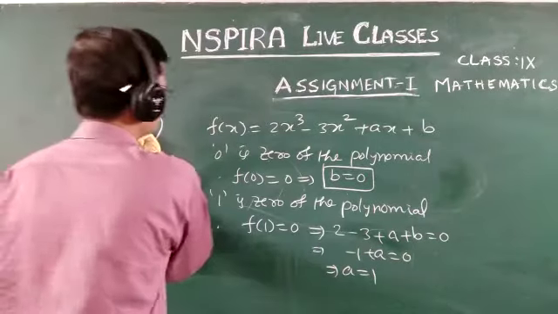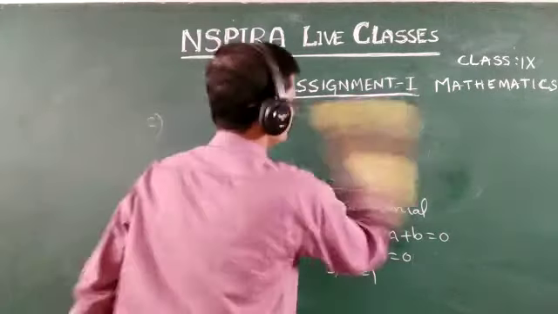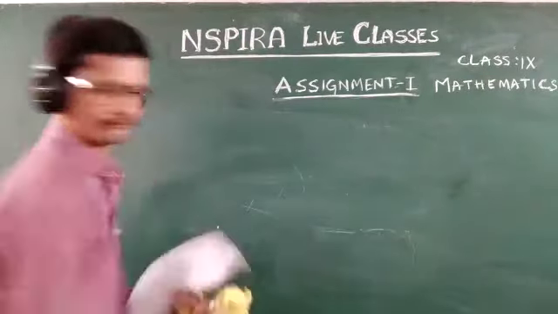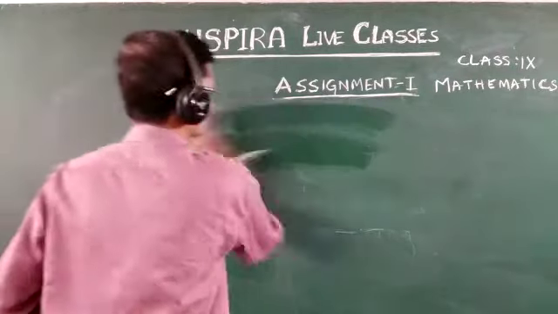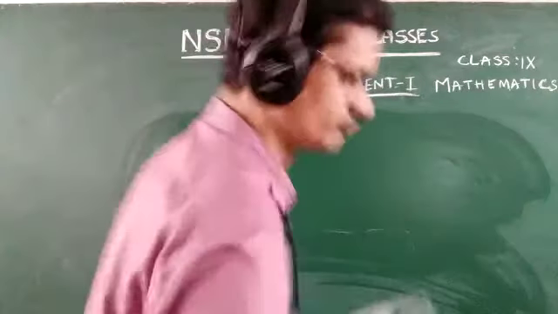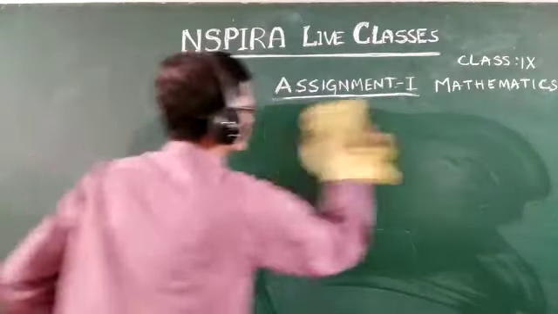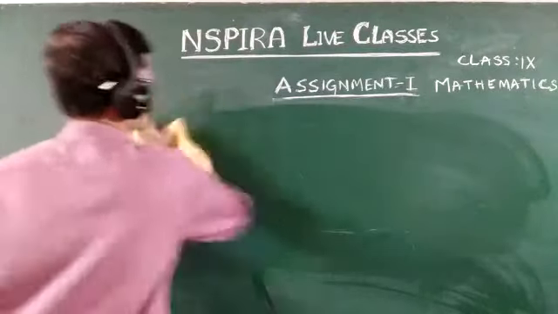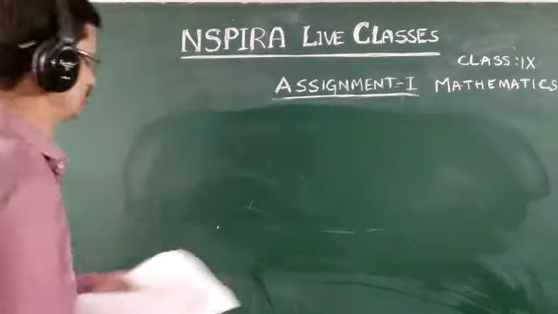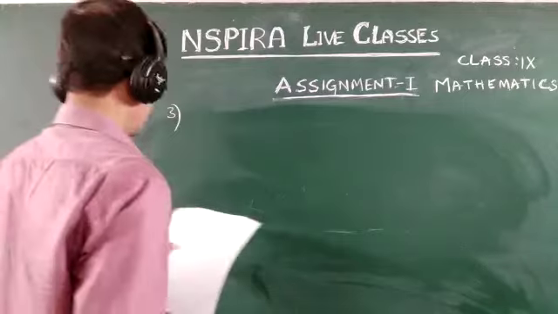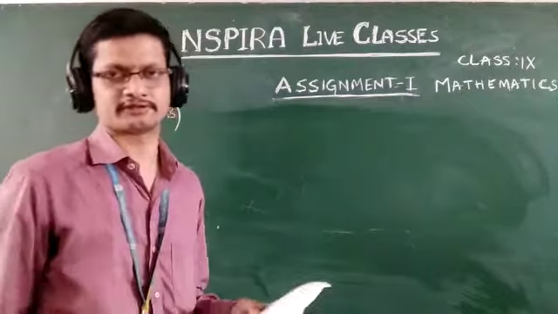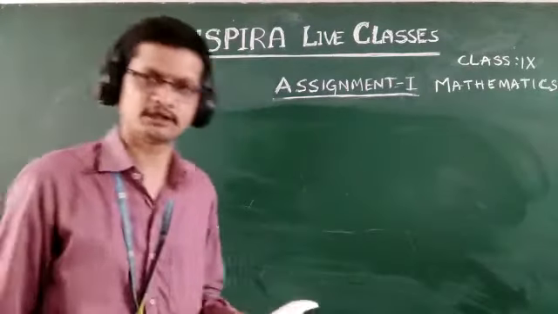Now see the third one. Divide the polynomial and verify the division algorithm. So, division process. First, arrange dividend and divisor in descending powers of x.